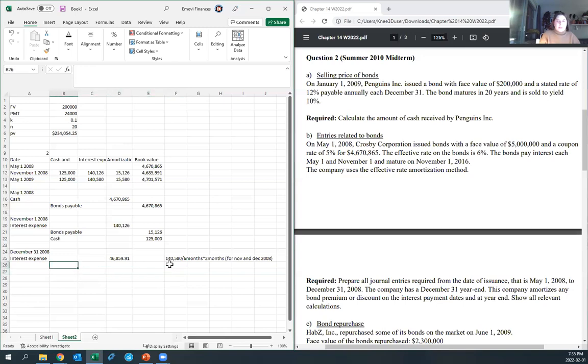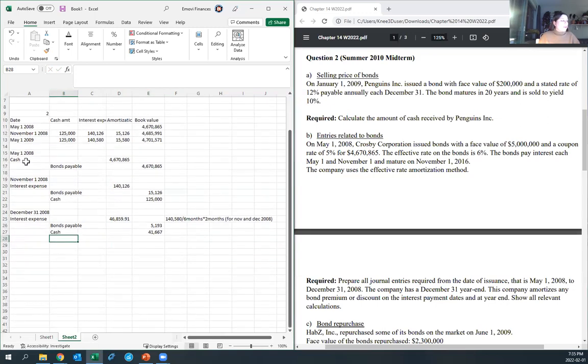And for my bonds payable amount, we're going to do the same calculation with the amortization amount that we found earlier. So we're going to take our 5,580 divided by 6 months times 2 months. And then our cash, same thing, 125,000 divided by 6 months times 2 months. And that's all the journal entries for the year 2008.